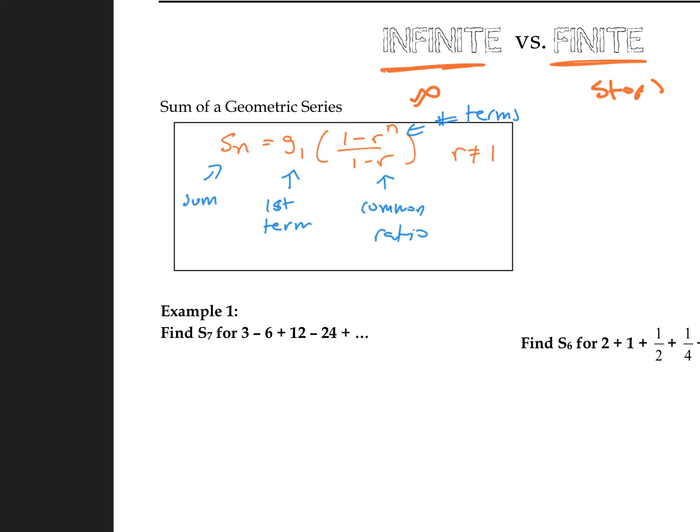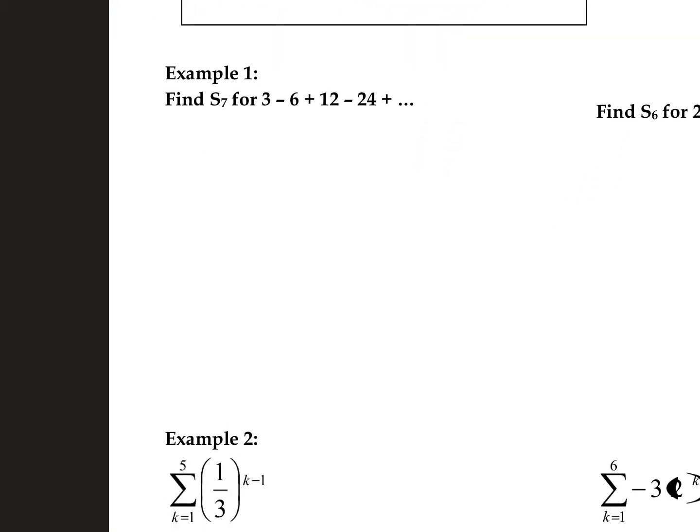All right. So example number 1, we're going to find the sum of the first 7 terms. So S sub n is equal to G sub 1 times 1 minus r to the n over 1 minus r. So I'm finding the sum. I need to find n, I need to find G sub 1, and I need to find r in order for this formula to work. G sub 1 is my first term, so that one's easy to get. N is right here, so n is 7. It's the number of terms.